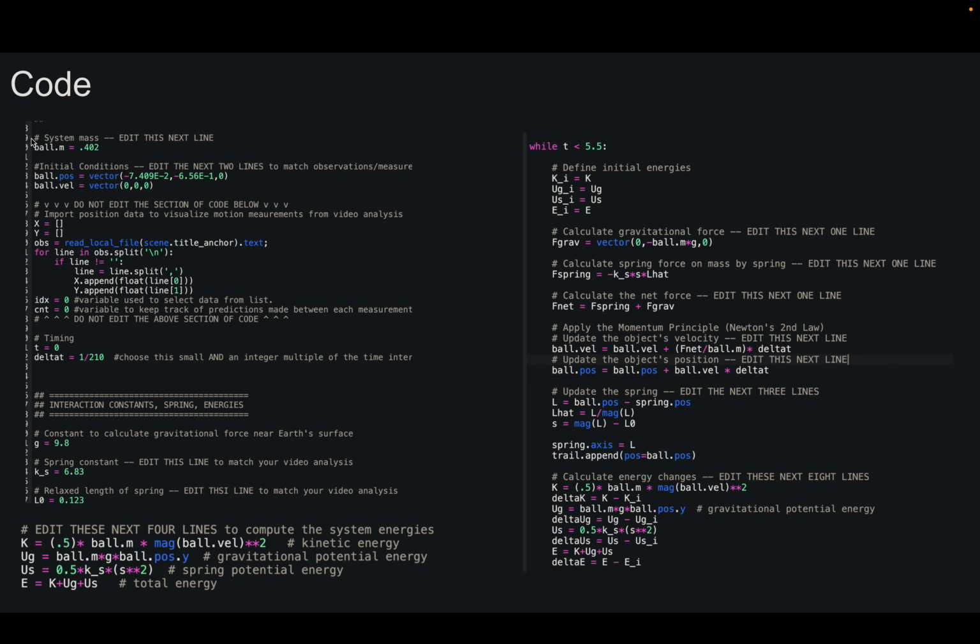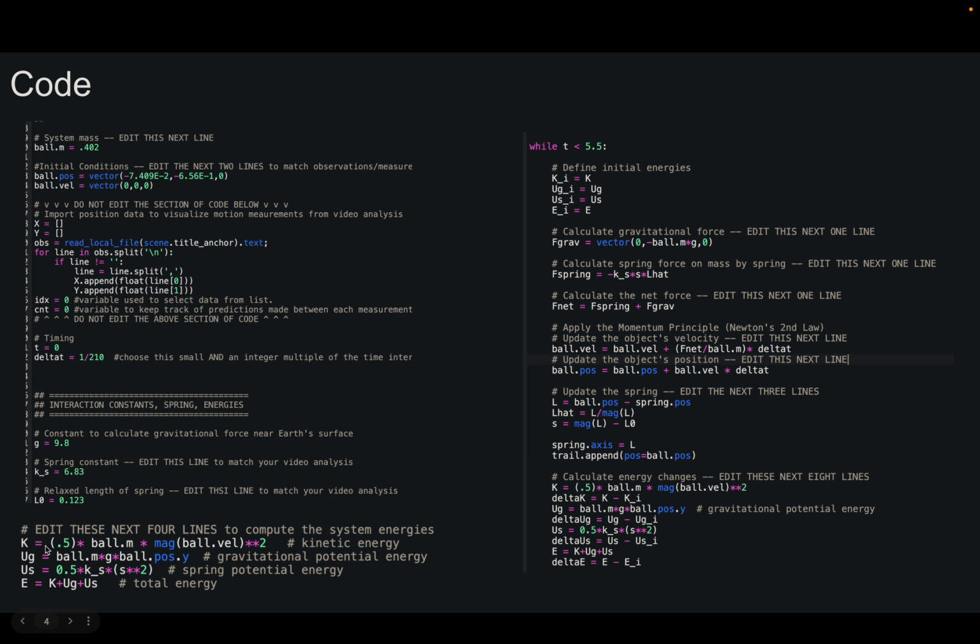And to the code, these are our initial mass, the position, and the velocity of the ball, and the velocity is 0 because it was released from rest. Gravity is 9.8, and the spring constant, and the relaxed length of the spring is 0.123.